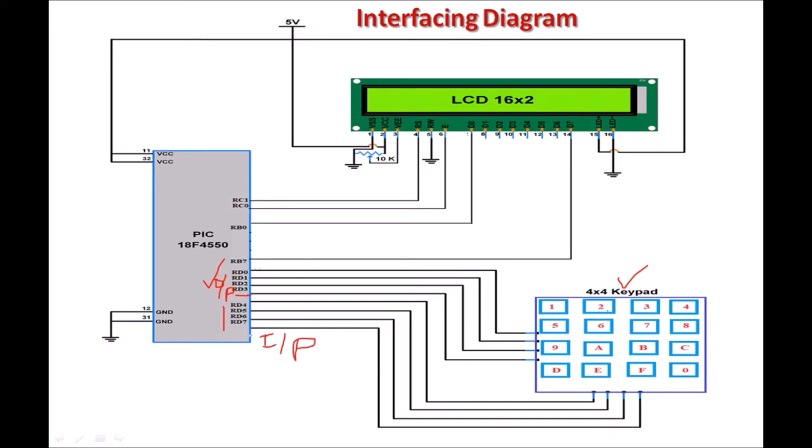The key pressed by the user, that key number, we can display on LCD. So here a 16 by 2 LCD is interfaced. The LCD interfacing functions and logic is explained in a video, that is, LCD interfacing with PIC microcontroller. To know more about this LCD interfacing and how to write the functions, you can watch that video.